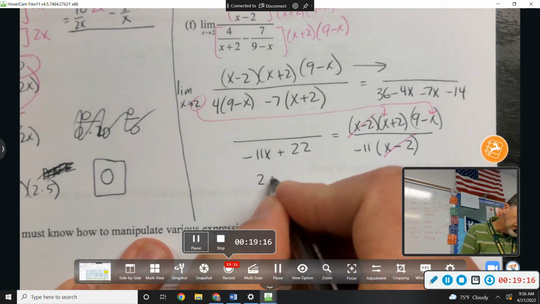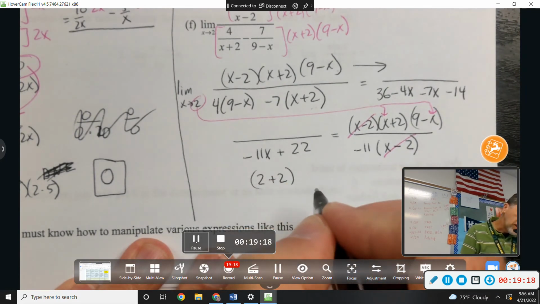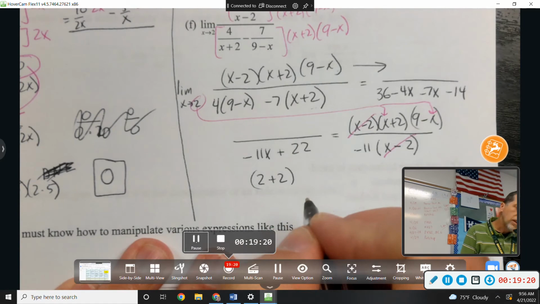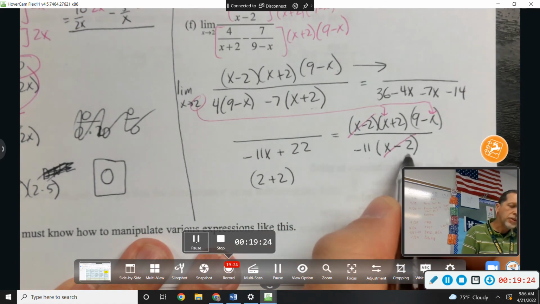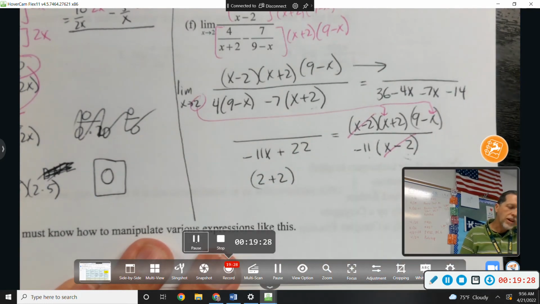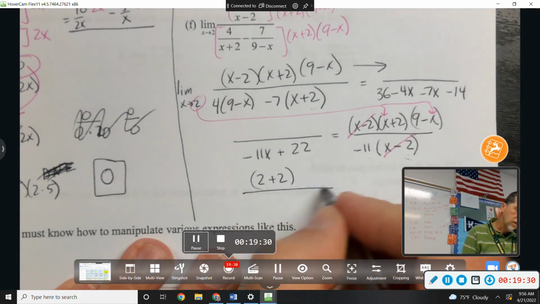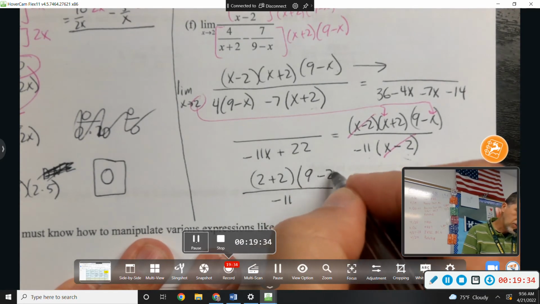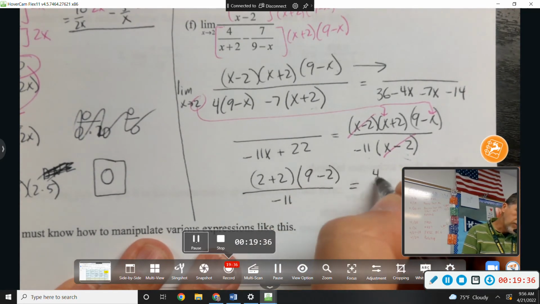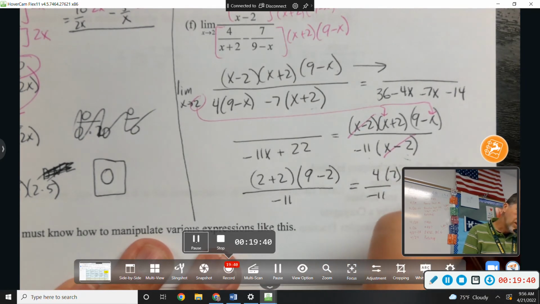x minus 2. So let's see. Negative 11 times the x minus 2 on the bottom. But the x minus 2 is canceled because there was an x minus 2 in the top. And then 9 minus 2. So 4 times 7 over negative 11. 28 over negative 11.